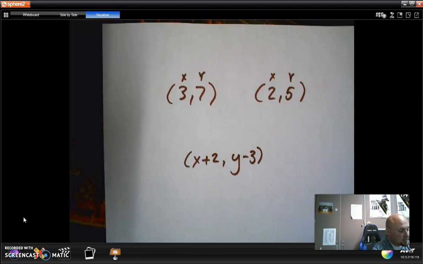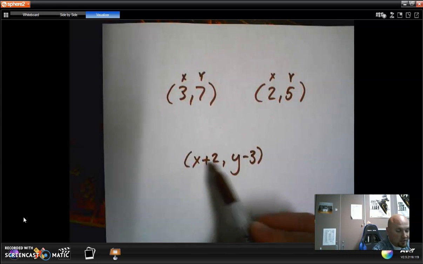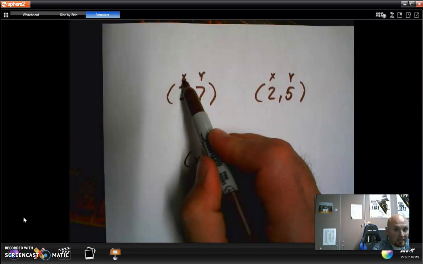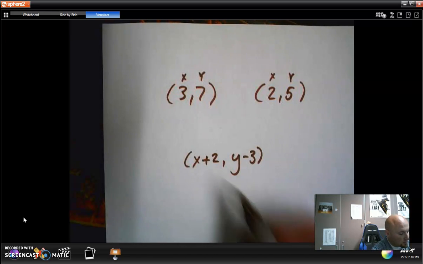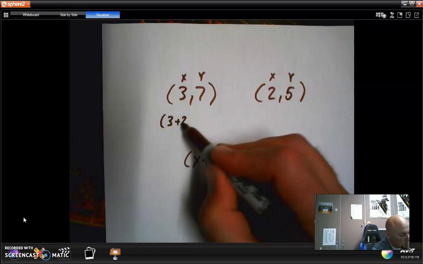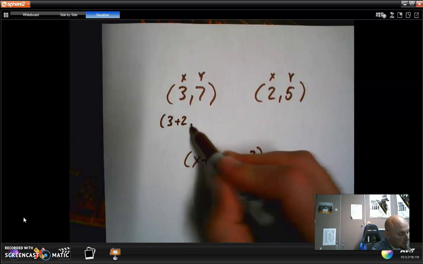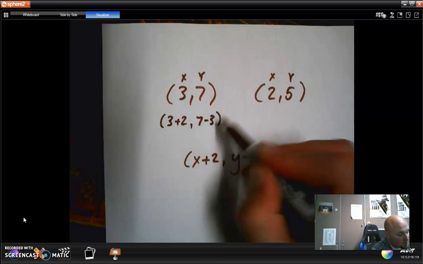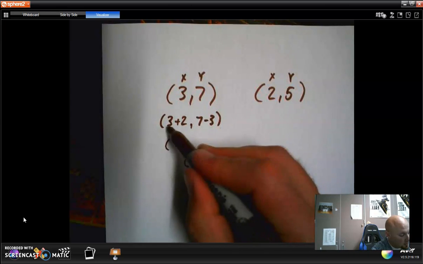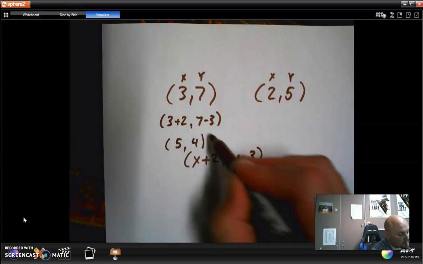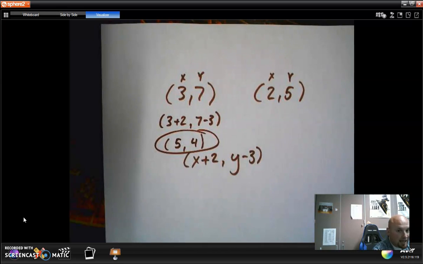Well, that just basically says if there's an x, you add 2 to it. And if there's a y, you minus 3. So notice here's the x, and here's the y. So in this case, 3, 7 would be 3 plus 2, x plus 2. And the y would be 7 minus 3. So this point would move right 2, down 3 to land at the new point. 3 plus 2 is 5. 7 minus 3 is 4. That's the new point it would land at.